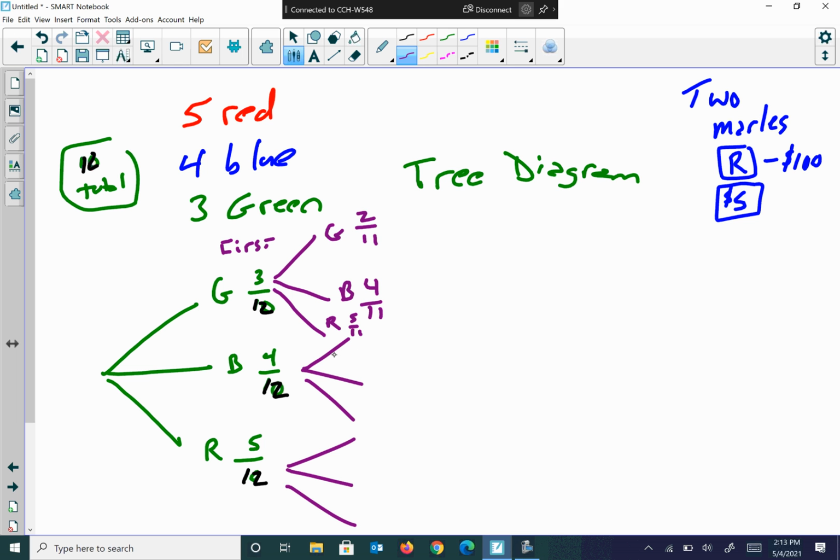And then this one being green here. Let's change colors because I'm starting to lose my mind. So this is green. So we pull the blue. So there happens to still be 3 greens in there out of the 11. This is our blue. Our blue, if we already pulled 1 blue, that means there is 3 blues left out of 11. And then this is our red branch.